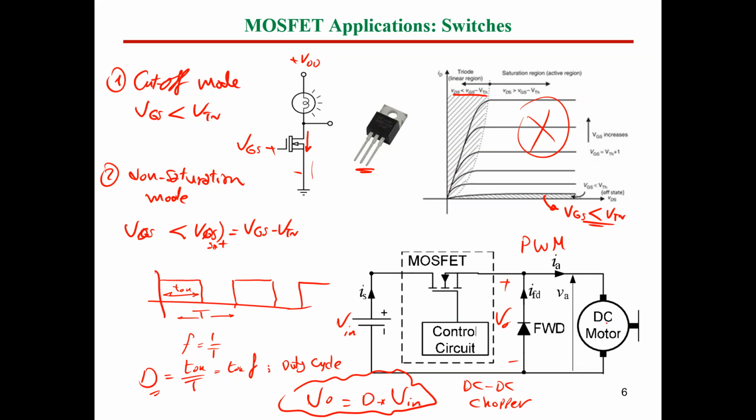And later on, you will learn in the electrical machine course, if you control the output volt or the terminal voltage of a DC motor, you can control the motor speed. So this is one of the speed control techniques of a DC motor. Okay, so this is one of the applications of a MOSFET switch with a DC motor.